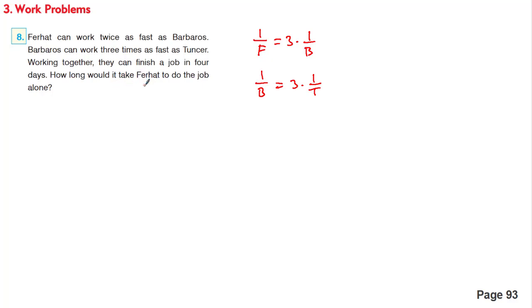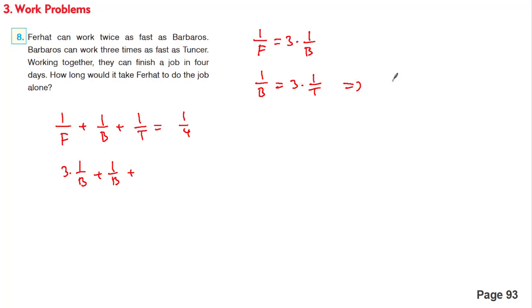How long will it take Ferhat to do the job alone? So 1/f plus 1/b plus 1/t would do 1/4 of the job. Now we want to find Ferhat's work rate. Clearly we can substitute here 1/f as 3 times 1/b. Now if you want to solve this equation, we can use 2 different ways, but I recommend from this equation here, maybe we can get Tuncer's work rate in terms of Barbaros's work rate.